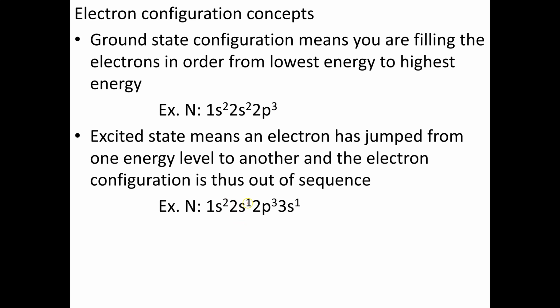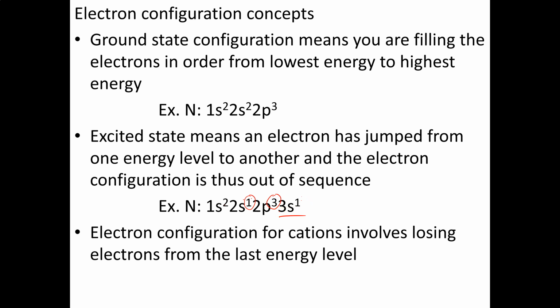Notice this is not fully occupied. This is not fully occupied, yet we have a 3s electron. That's a big no-no, right? You have to fill all these up before you get to 3s, but you're not. That's how you can tell it's excited state. Correct number of electrons, 2, 3, 6, 7, but it's out of order.